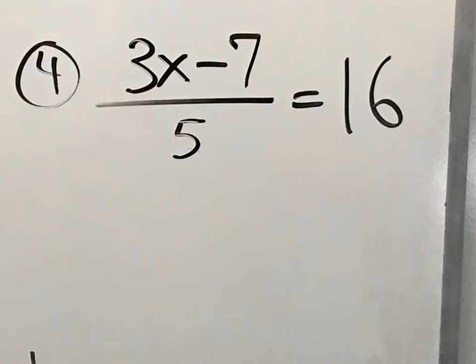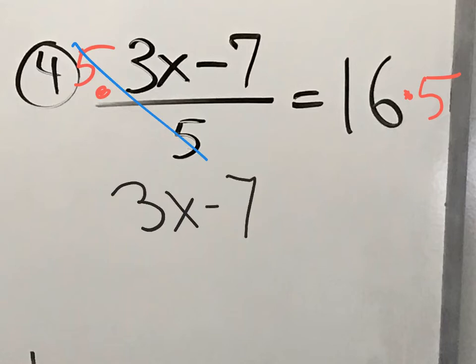Number 4, it's easy. It looks confusing, but it's not. Because it's really just one single fraction equaling a number. And if you want to get rid of a fraction, what do? Multiply times the denominator. So let's go times 5 and times 5. Notice that I wrote the 5 up on top because 5 over 5 cancels out. So I really have 3x minus 7 equals 80.